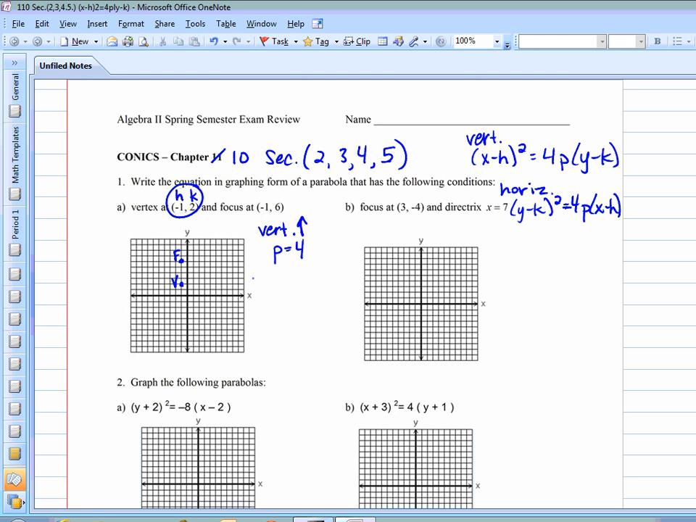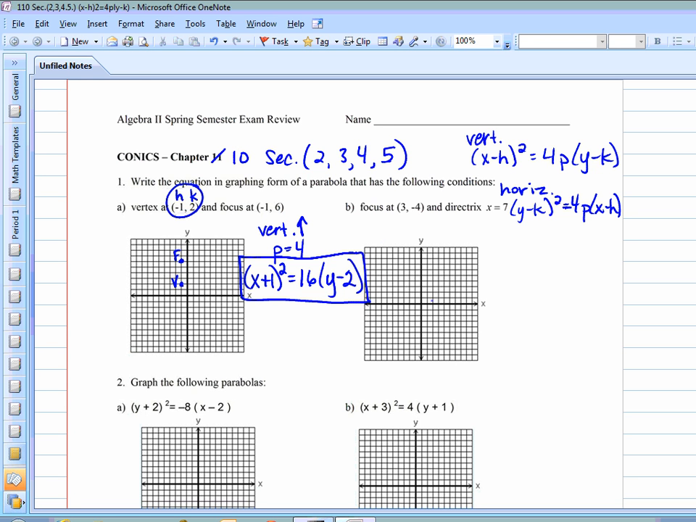So to write our equation, we're going to have the vertical. So we have x minus a -1, which is x plus 1, squared equals 4 times p. Well, p is 4. 4 times 4 is 16, times the quantity y minus the k value, which is a 2, and that is our equation.